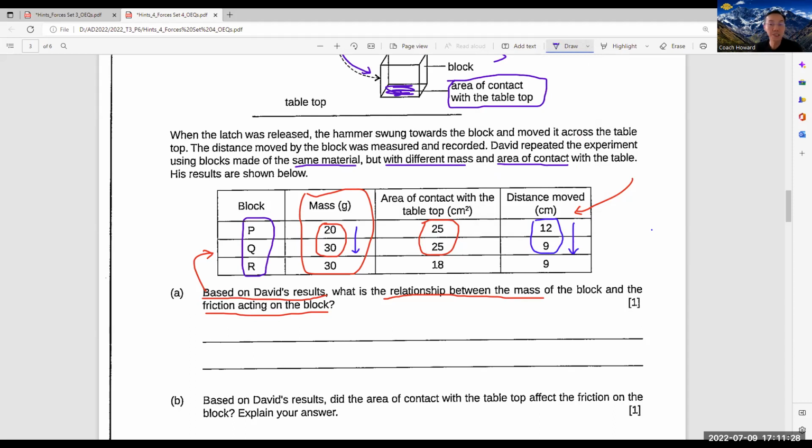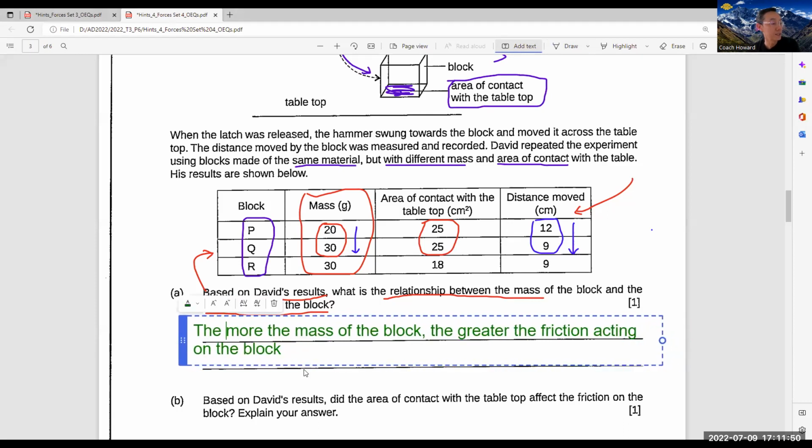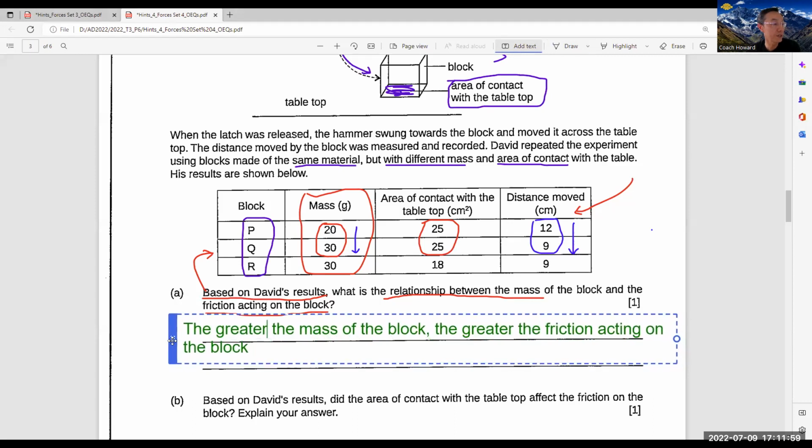Okay. So here the answer is very simple. You say the greater the mass of the block, the greater the friction acting on the block. Okay, this question, you need to take note because later I show why some students get this one wrong. Okay, so this is the answer. I prefer to use the greater the mass of the block, the greater the frictional force acting on the block.